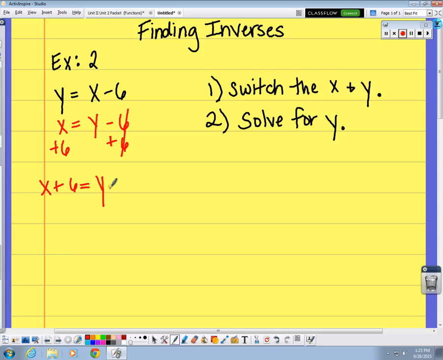Okay, and that is the final answer. If you wanted to, you could rewrite it as y equals x plus 6, but either one of these is acceptable. It's the same thing. It's just I prefer to put the y first. Okay, example 3.